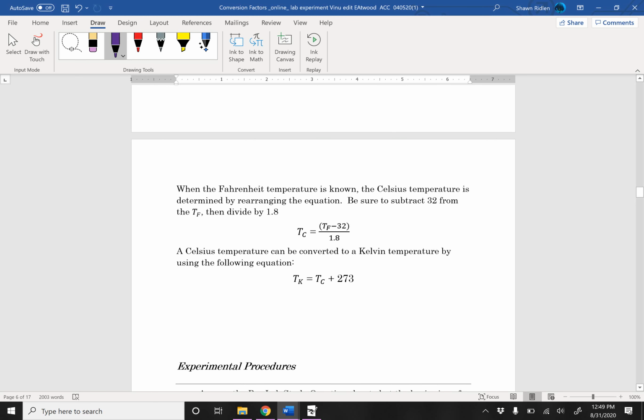Okay, and then for Fahrenheit to Celsius, so if I know Fahrenheit and I want Celsius, this is the one I use. So I'll subtract 32 from my temperature in Fahrenheit, and then divide by 1.8. So make sure you do it in that order. So you notice this is always written in parentheses. Okay, that lets you know to do it first. So even though subtraction comes later in the order of operations, since it's in parentheses, you need to do that first and then divide by 1.8. If you try to, for instance, divide the temperature in Fahrenheit by 1.8 and then subtract 32, you're not going to end up with the right answer.